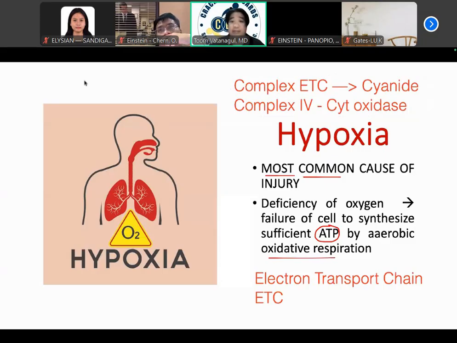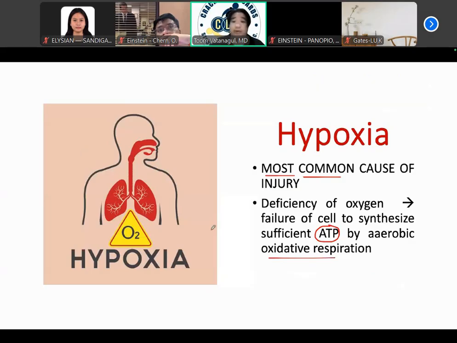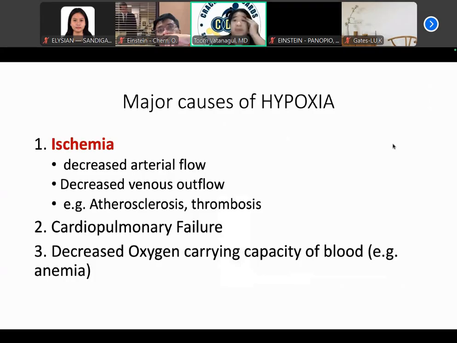Okay, don't forget, aside from cyanide, carbon monoxide, which has a higher affinity for oxygen, also inhibits complex 4 of the electron transport chain. Now, these are the major causes of hypoxia. Ischemia is the most common. Okay, so let me repeat. Let's make sure everyone on board gets this.